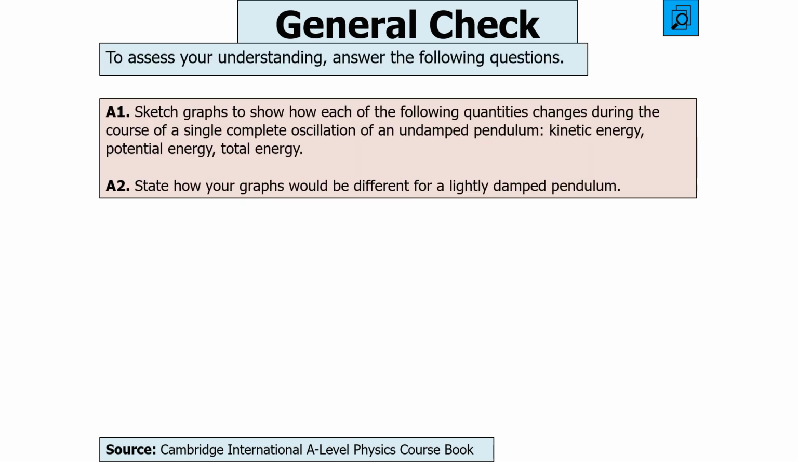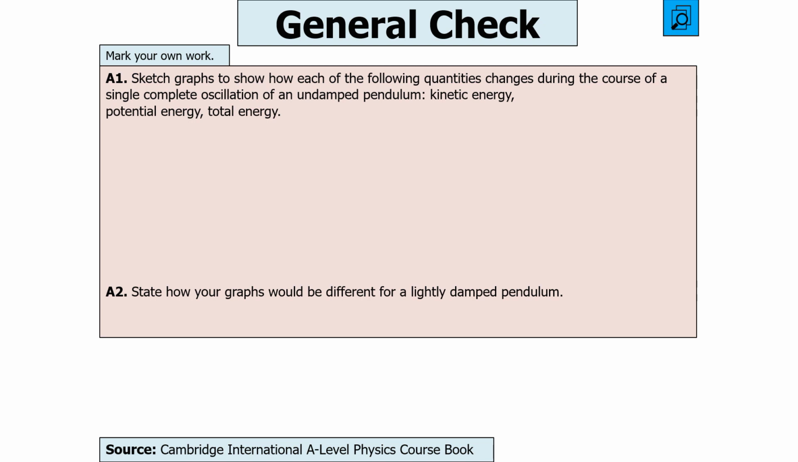Next question. Sketch the graph to show how each of the following quantities changes during the course of a single complete oscillation of an undamped pendulum: kinetic energy, potential energy, total energy. Then state how your graphs will be different for a lightly damped pendulum. So pause the video now, then unpause the video when you want to go through your answer.